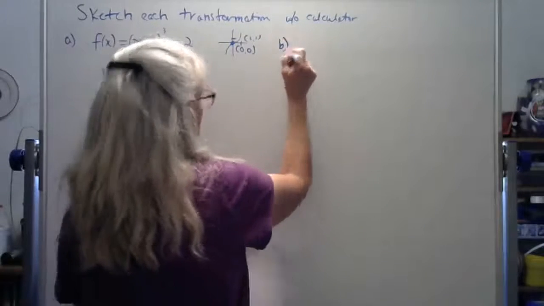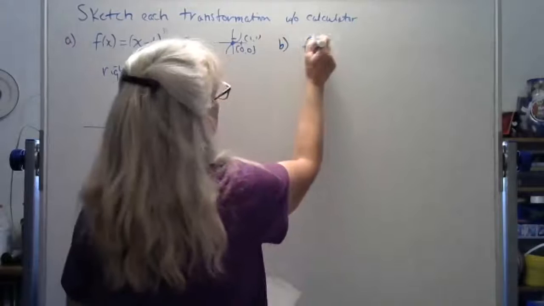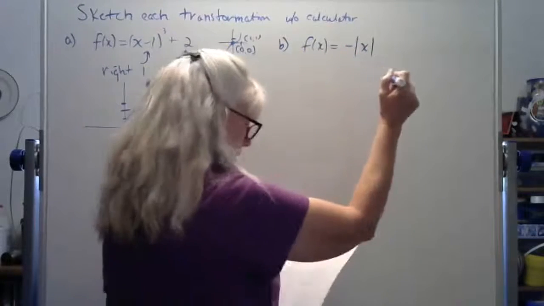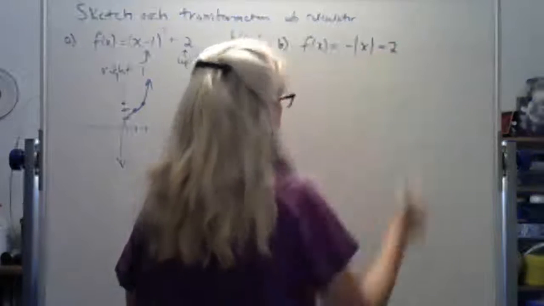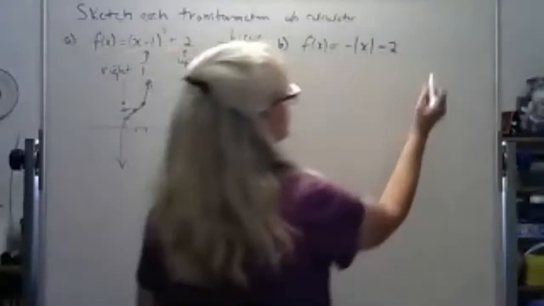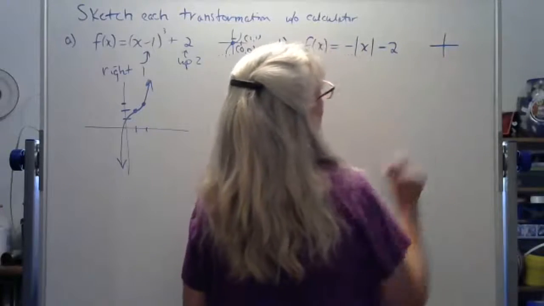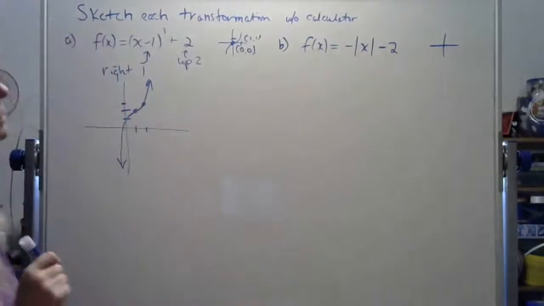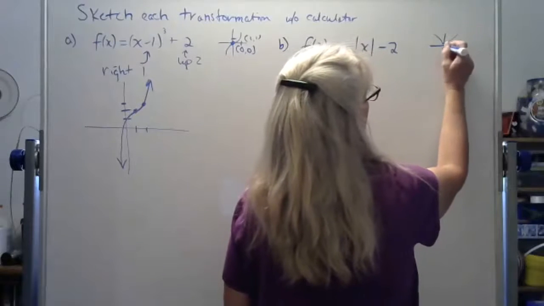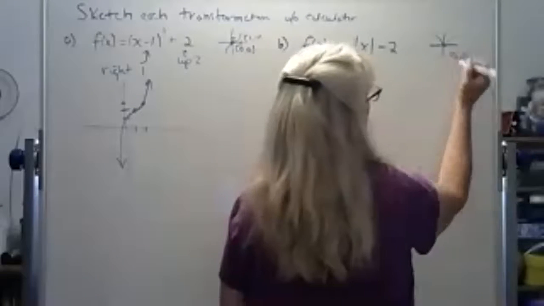So part B, let's do f of x is equal to a negative absolute value of x and then -2. So a negative absolute value of x and then -2. Okay, what do you got for this one? What shape are we starting with? V. Yep, it's our V shape. And again, it starts at the origin, so we have that point 0, 0 going on.